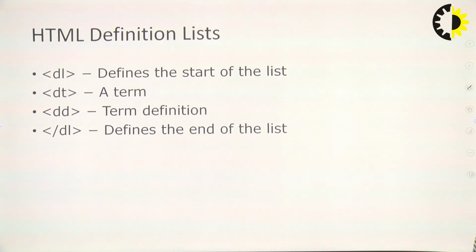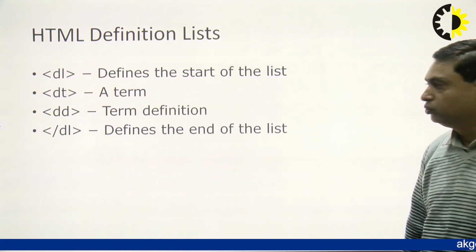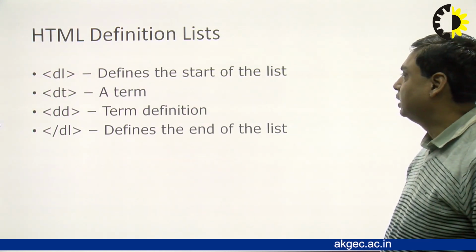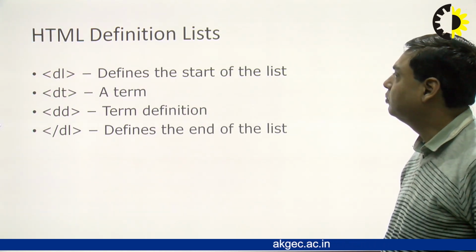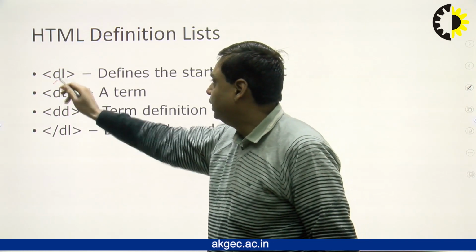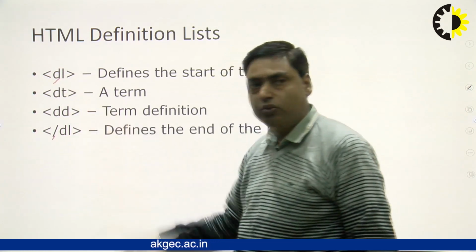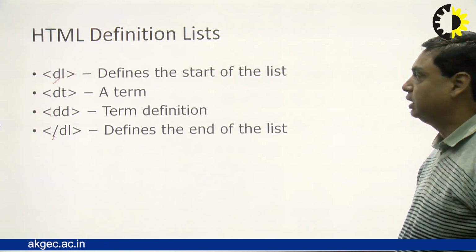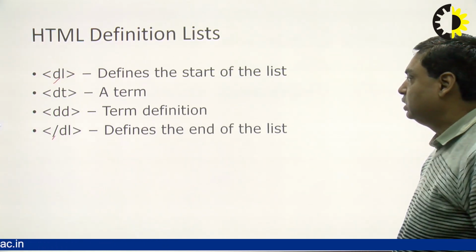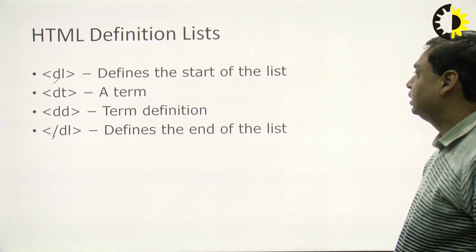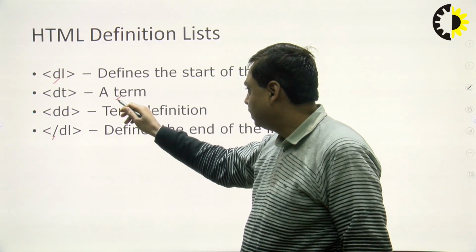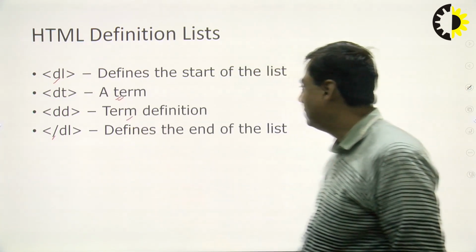Next is the definition list. It is basically used to display information like in a dictionary format. First you give a term and then you define the term. So the list will start from DL and end with DL, and there are two important elements in a definition list. The first one is DT, where a term is defined. The second is DD, where the term definition is defined. So here we give the term name, and here we are going to define its definition.